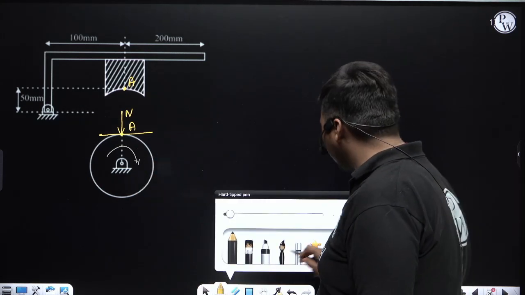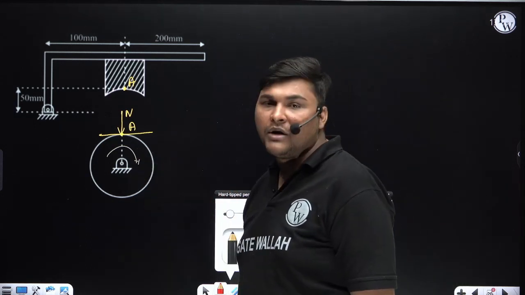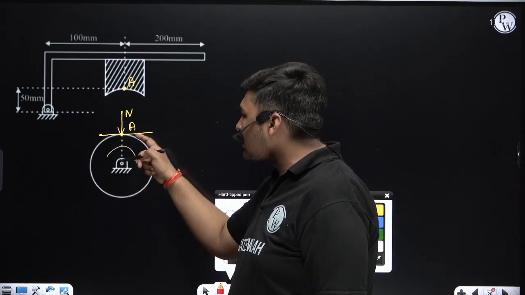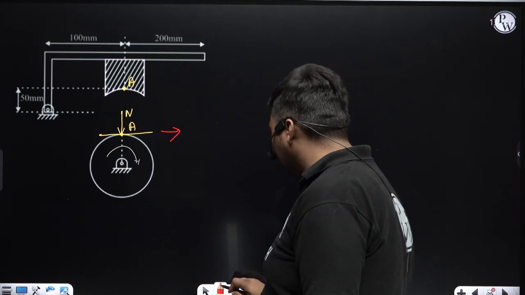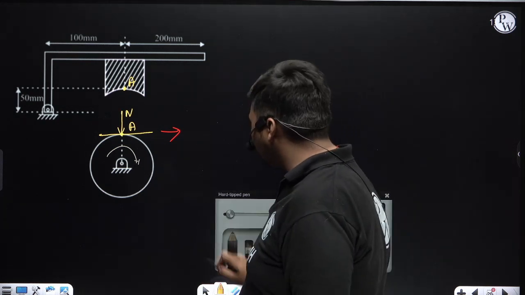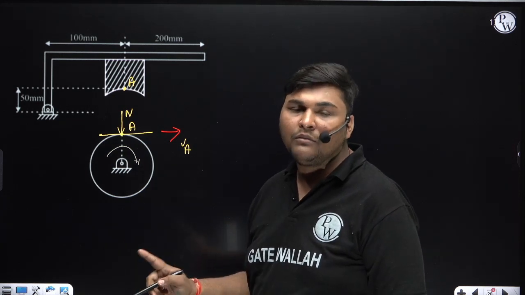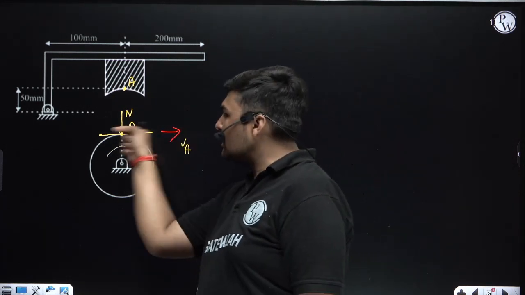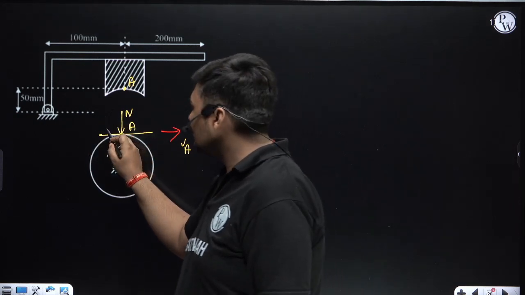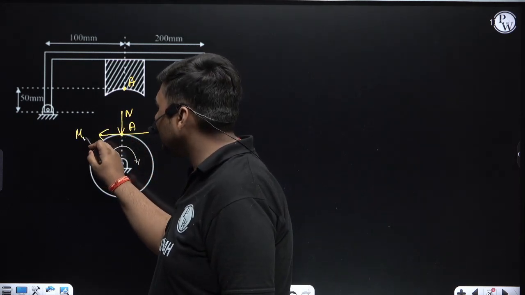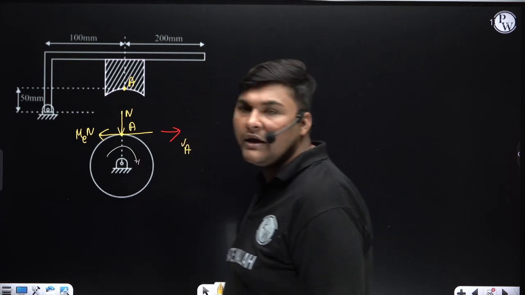So first find the direction of velocity of A in the FBD of drum. Since the drum is rotating clockwise, the direction of velocity of point A will be this side. So the friction force in the FBD of drum will be opposite to the direction of velocity of A, which is in this direction. So this is the direction of friction force. I am denoting friction force as mu equivalent into N.